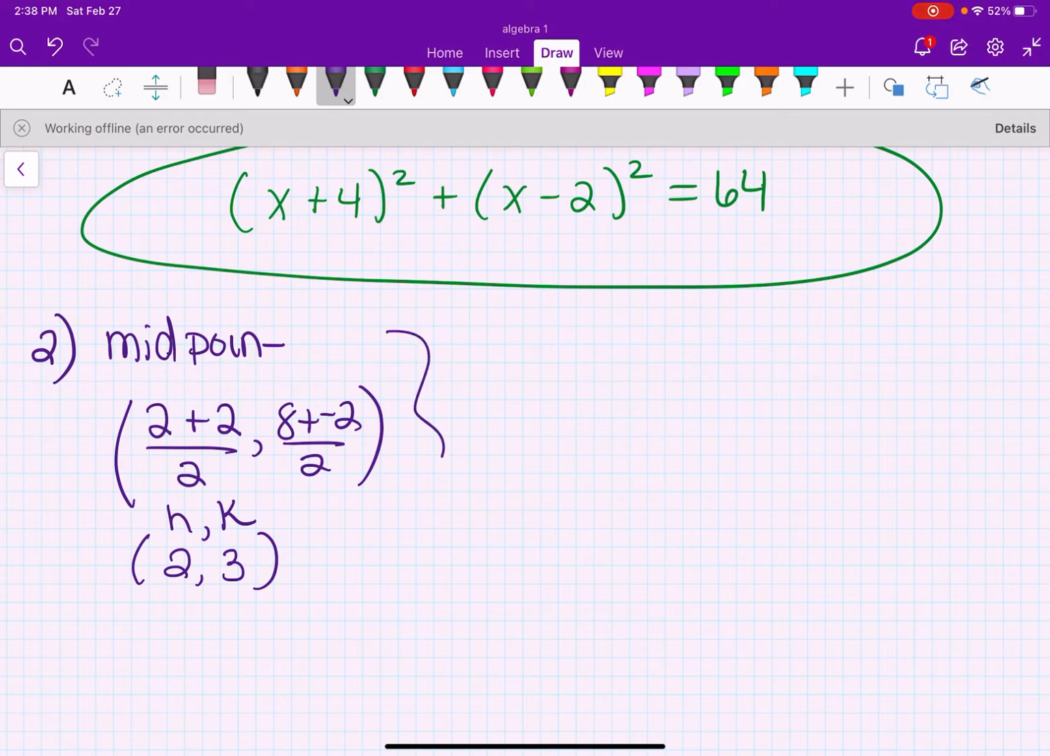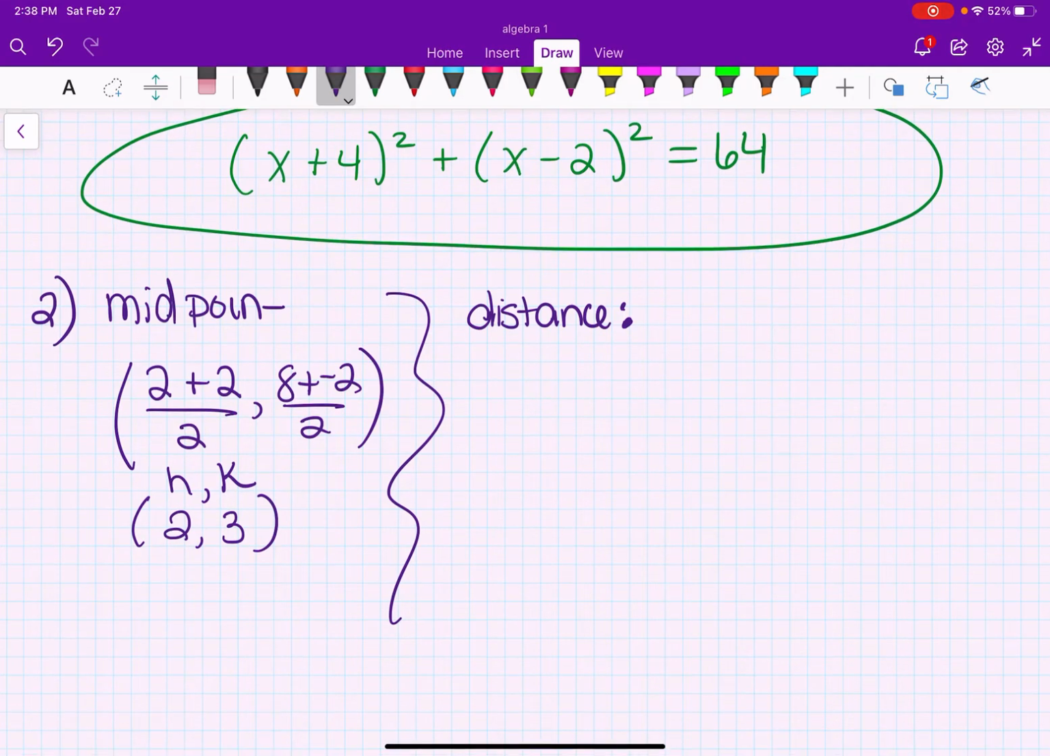Now be careful of this. I have to think through this. That means I have to use the distance formula. But these are the 2 endpoints. You have to read the questions carefully. On the homework, be careful. I did one completely wrong. These are the endpoints, so this is going to give us our diameter.